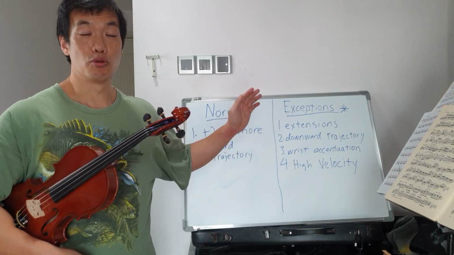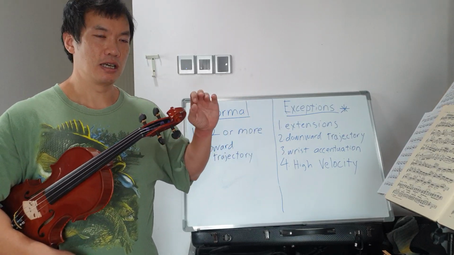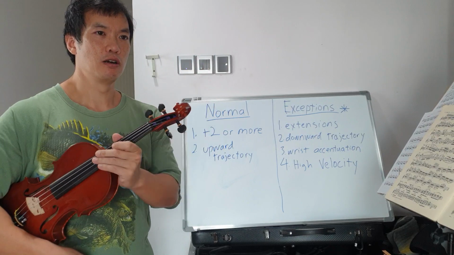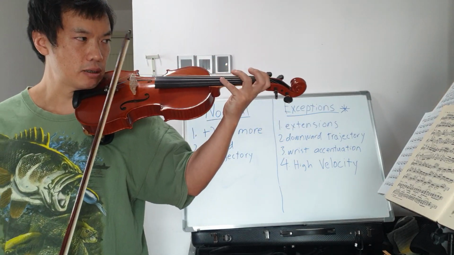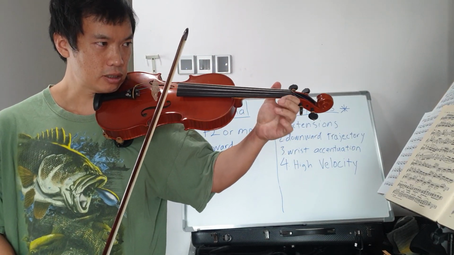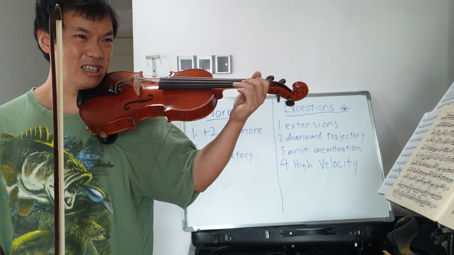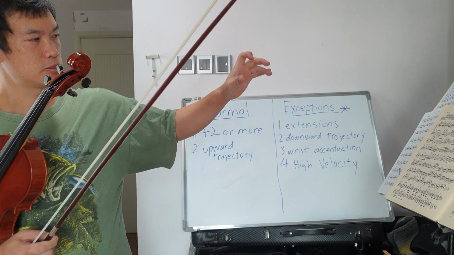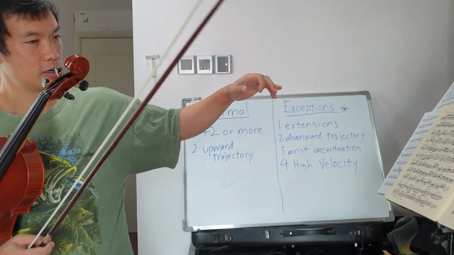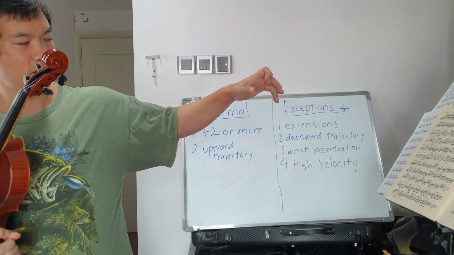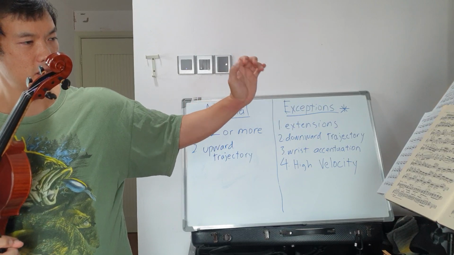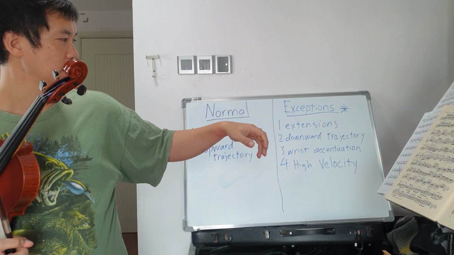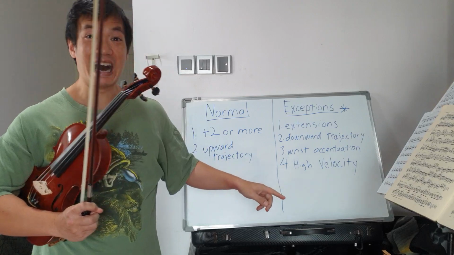The third one is a wrist accentuation. This is used mainly for first finger when we are doing this, to get really loud in not the best situations. You use the wrist, and it's basically this. Normally we do just the finger here. Sorry, move my bow. The finger here. This is with the wrist to get a little bit more movement. Okay. The fourth exception is high velocity.